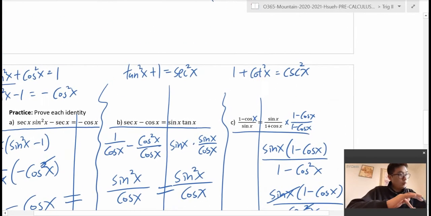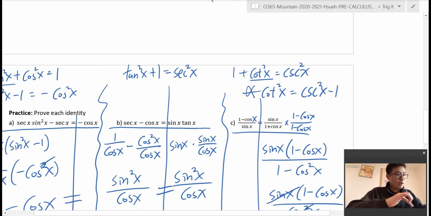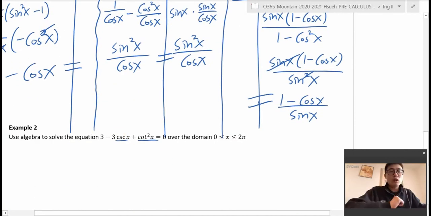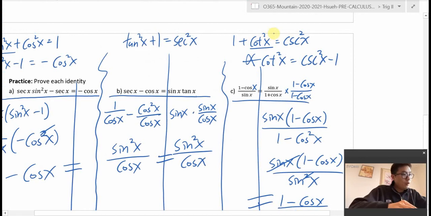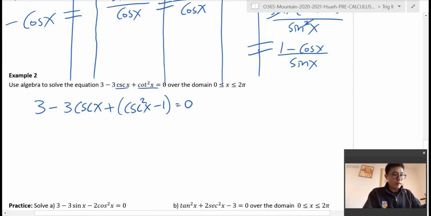Now, what I do notice is that I can rewrite this cotangent squared x. This cotangent squared x is the same thing as cosecant squared x minus 1. I'm going to use this because then I can change everything to cosecant x. So I'm going to rewrite this as 3 minus 3 cosecant x plus, instead of cotangent squared, when I rearrange this I get cosecant squared minus 1. So I have cosecant squared minus 1 equal to 0. And now I can actually solve this.